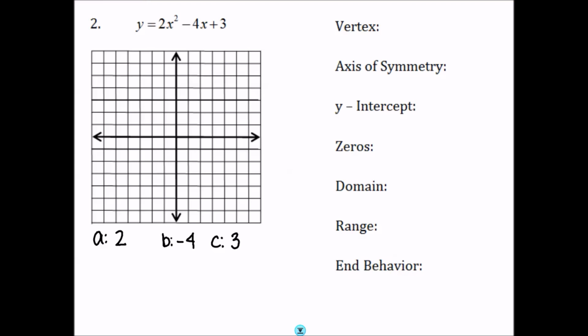The first thing we need to find is our axis of symmetry. So we're going to do negative b over 2a. So negative b, since b is already negative 4, negative 4 is positive 4 over 2 times a. So we end up with 4 over 4. So our axis of symmetry is x equals 1.